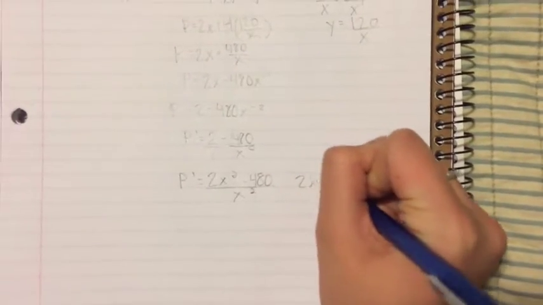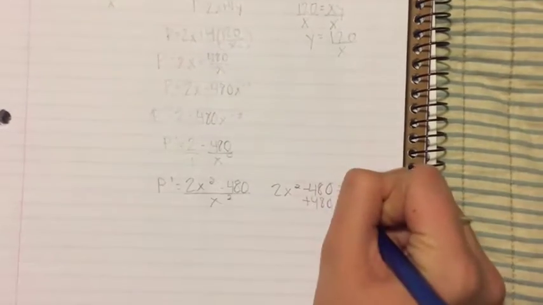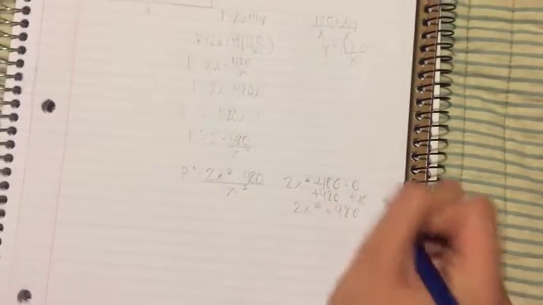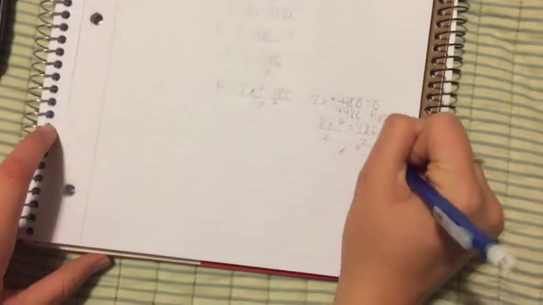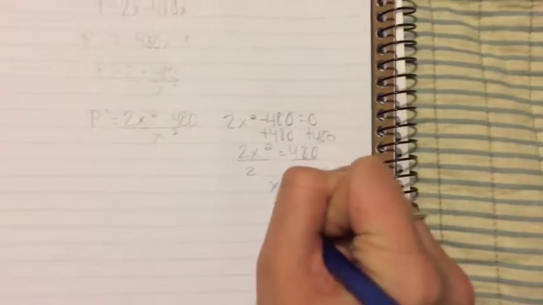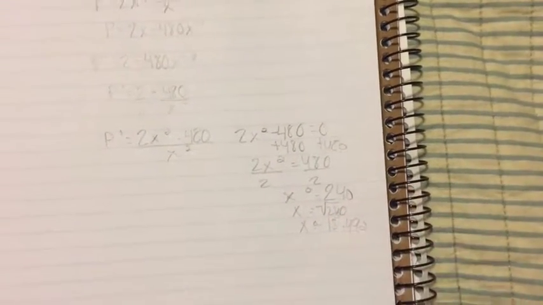Alright, now that we've got this, we are going to take this top part right here and put it equal to 0. So 2x squared minus 480 equals 0, plus 480 on both sides. Just solving here. So x squared is equal to 240, and then x will be equal to the square root of 240, or about 15.492. Okay, so now we've got an x.